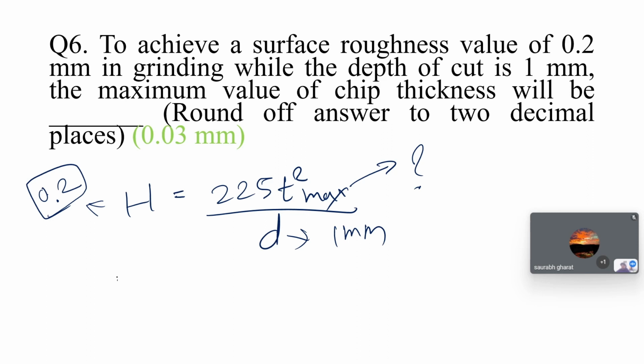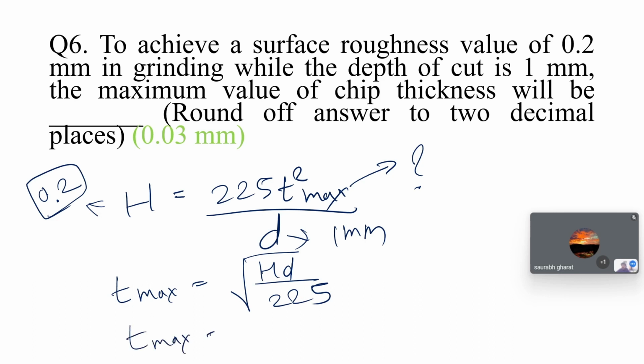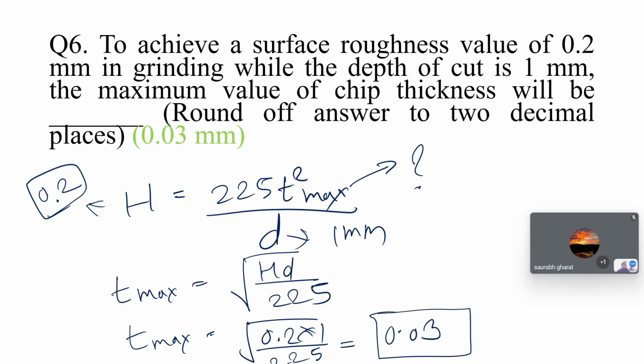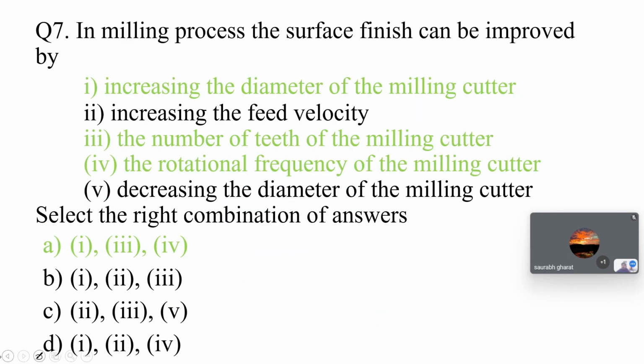So just solve the formula. I'm writing it directly, because we have a square value here. Your T max will be equal to 0.2 into 1 divided by 225, which is equal to 0.03. So your T max will be equal to 0.03. That is the answer.